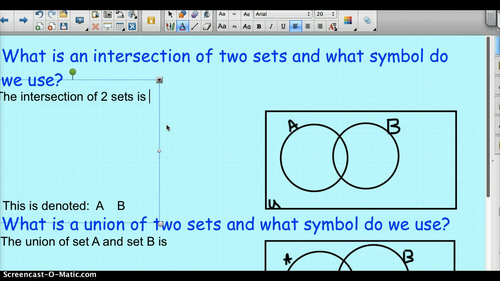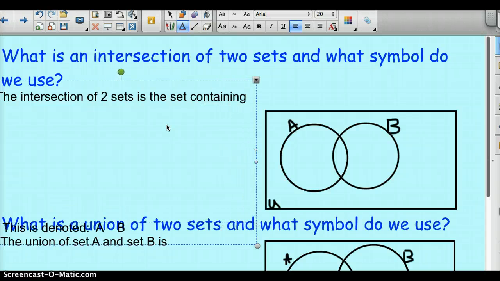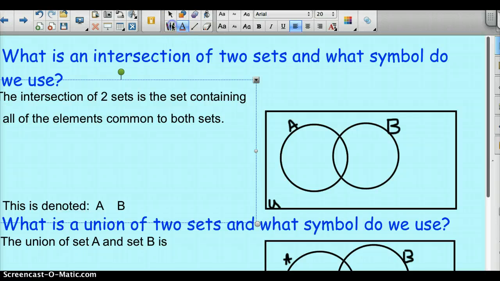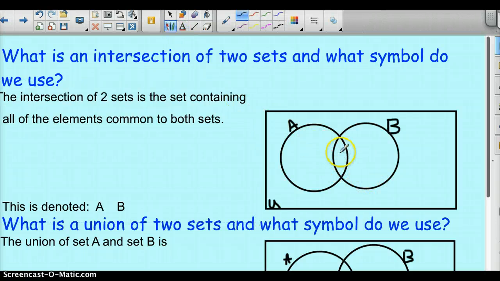Starting off, the intersection of two sets is the set containing all of the elements common to both sets. Now, this indicates that the elements are going to be in both sets in this case, all right? So we're going to use a Venn diagram to help you to understand what this looks like. They have to be in both sets for it to be intersection. It's basically the area where the two circles are going to cross or converge.